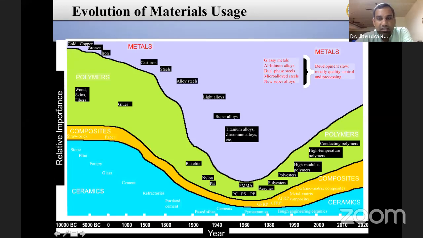I just plot the importance of the particular material, and in the x-axis I plotted the year. So you can see here in 10,000 BC, we just have 3 or 4 materials, not more than that: gold, copper, bronze, and iron. And initially, the polymers were only wood and skin fibers that our body has. Composites were basically straw bricks and papers, made by adding particles to mix two components, and they can make the composite material.